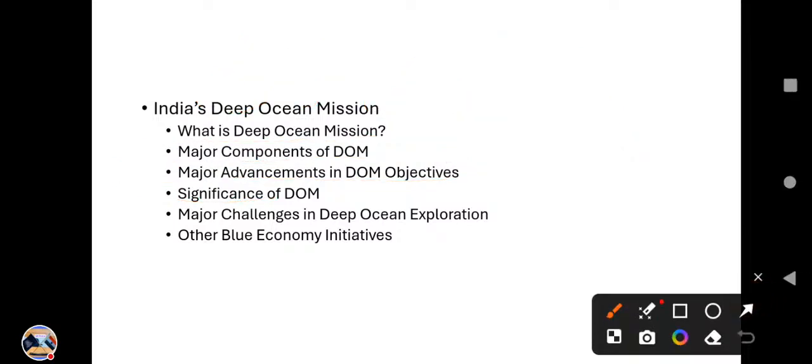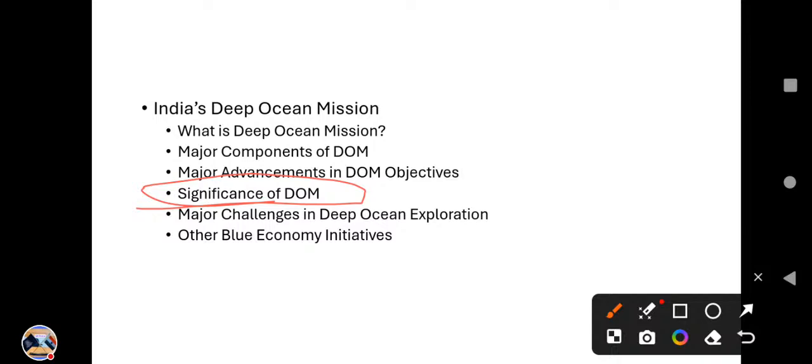And now we will move to the next, the significance of the deep ocean mission, like leveraging ocean resources. Oceans play a crucial role in supporting fisheries, aquaculture, tourism, livelihoods, and blue trade. And the United Nations also declared the decade 2021-2030 as the decade of ocean science for sustainable development.